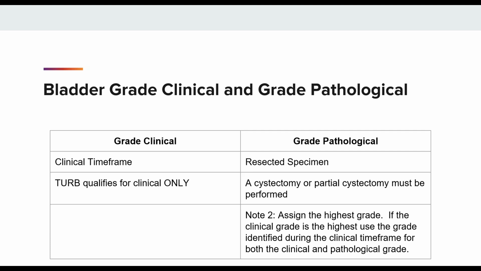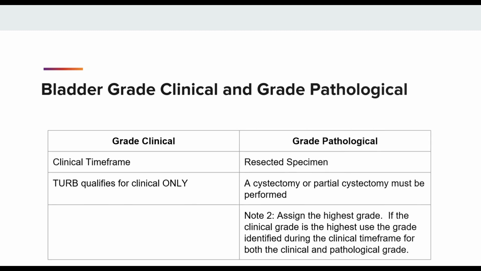I also wanted to highlight Note 2 for grade pathological, which does instruct the CTR to assign the highest grade. If the clinical grade is the highest, then you would assign the clinical grade for both the clinical and pathological grade. You may also assign a clinical grade if a resection is performed and there is no grade documented, or if there is no residual cancer.